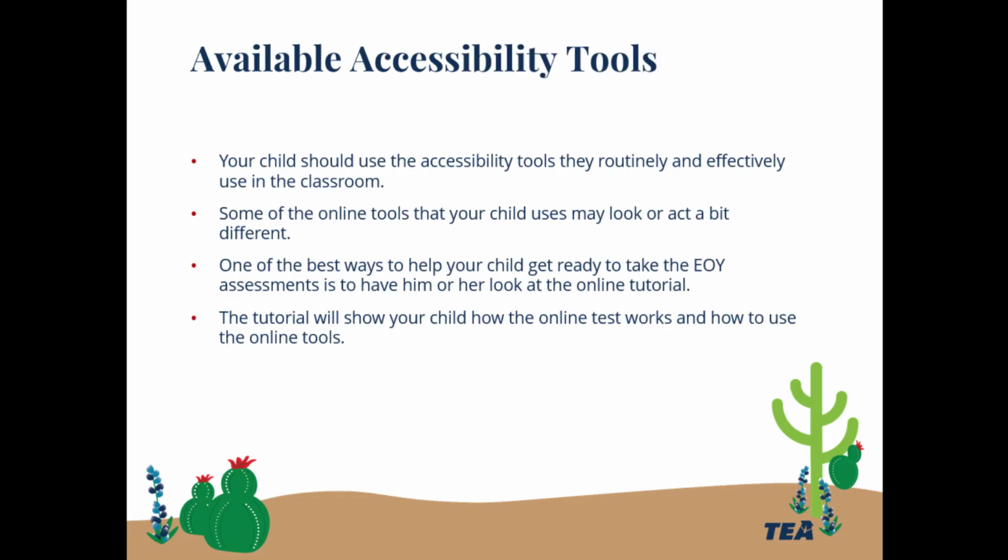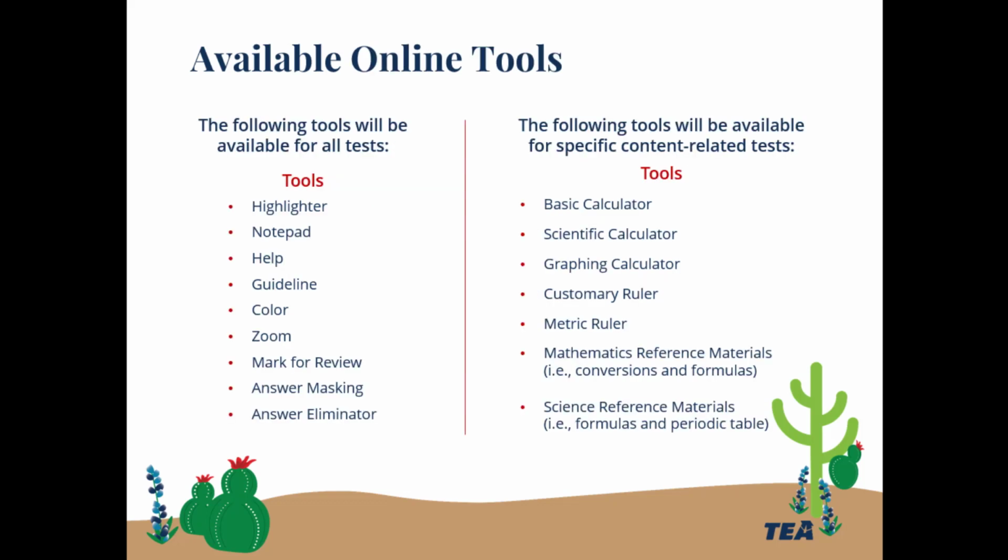Available accessibility tools. Your child should use the accessibility tools they routinely and effectively use in the classroom. Some of the online tools that your child uses may look or act a bit different. One of the best ways to help your child get ready to take the EOY assessments is to have him or her look at the online tutorial. The tutorial will show your child how the online test works and how to use the online tools.